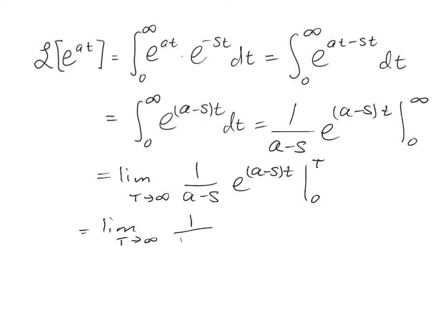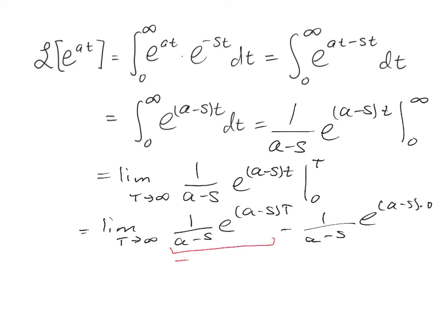So 1 over a minus s times e to the a minus s times t minus 1 over a minus s e to the a minus s times 0. Now that first term will go to 0 if the exponent's negative, and having s greater than a will guarantee that. So this will again go to 0 if we know that s is greater than a.